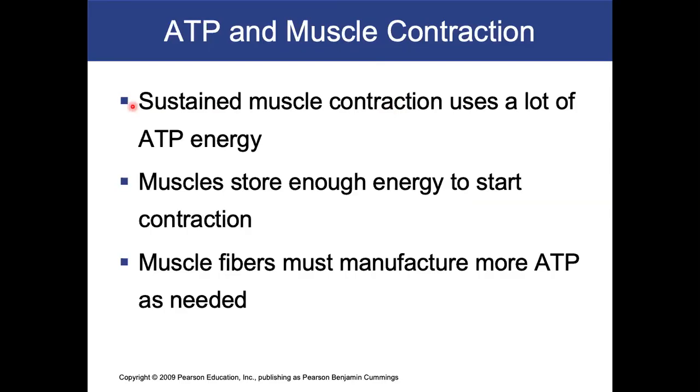Where do we get the ATP for muscle contraction? Obviously, we have a lot of mitochondria in the muscles. Sustained muscle contraction uses a lot of ATP. Your muscles actually have enough energy to start skeletal muscle contractions, but they need to manufacture more ATP. And so muscle fibers, where do they make that ATP, right?